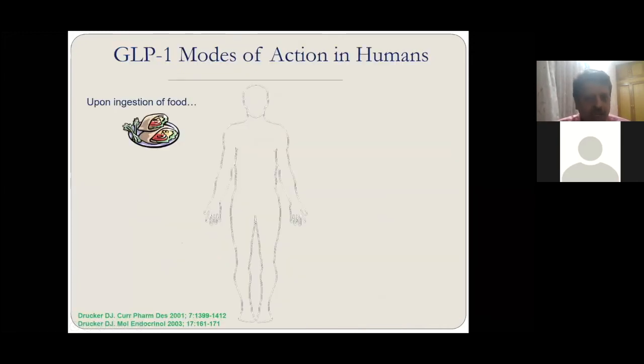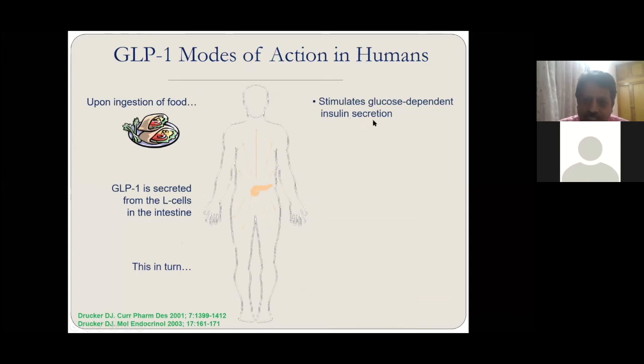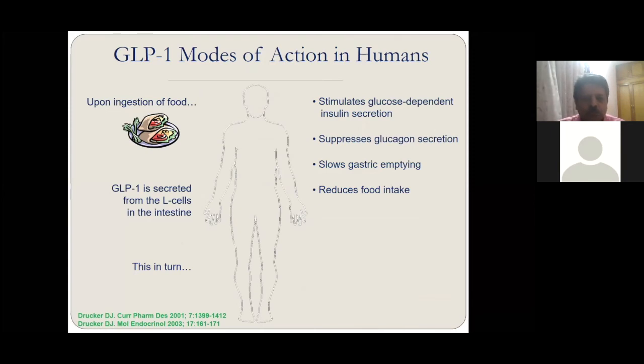So in a nutshell, even the smell or sight of the food increases the GLP secretion, or even the intake. It will lead to GLP-1 secretion by the L cells of the intestine. That will lead to stimulation of the insulin in a glucose-dependent fashion, and it will suppress the glucagon, and it slows the gastric emptying. So slowly the food gets processed and the absorption is slower, which reduces the food intake, and there is fullness because the gastric emptying is reduced.